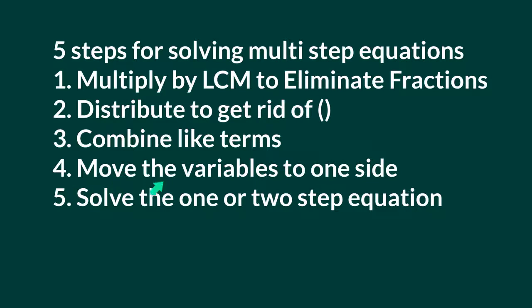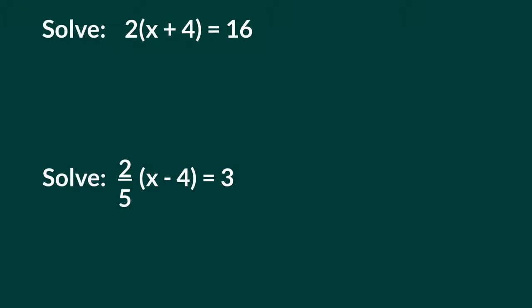Step 4 is moving the variables to one side, which is kind of like combining like terms. It's just a matter of moving the variables to one side and then combining them. If you do follow these steps, you'll generally be left with a 1 or 2 step equation, which you can solve using the opposite operations and the opposite order of operations. Okay, let's step through some examples of these.